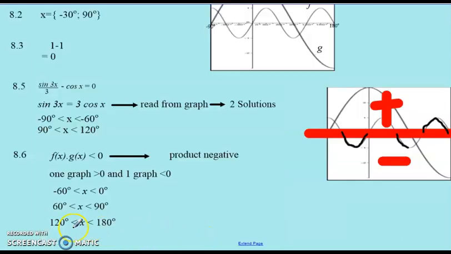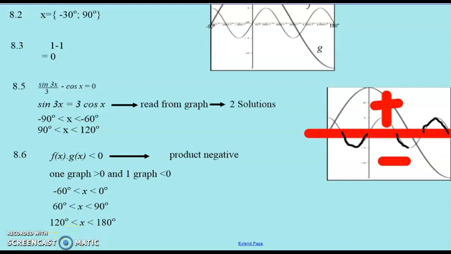So all we do now is write it down, minus 60 degrees to 0 degrees. So x lies between negative 60 and 0 degrees. It does not include those points because any number, positive or negative, multiplied by 0 will give you 0, and 0 is a neutral number. So it excludes 0 and it excludes negative 60 because it is 0 at those 2 points. Then from 60 to 90 degrees, and then 120 to 180 degrees.